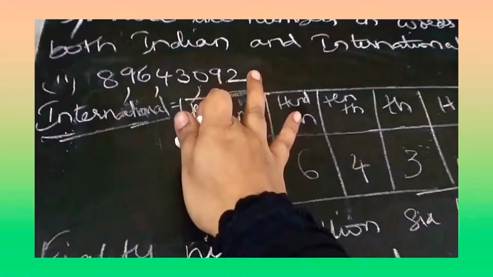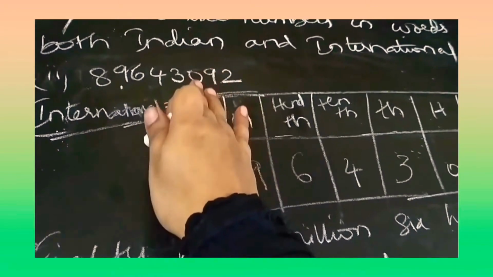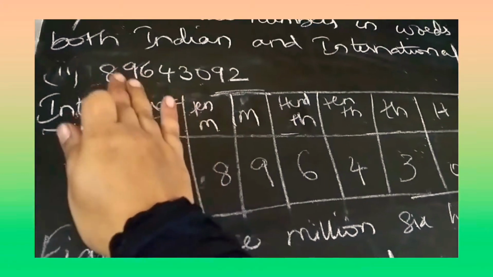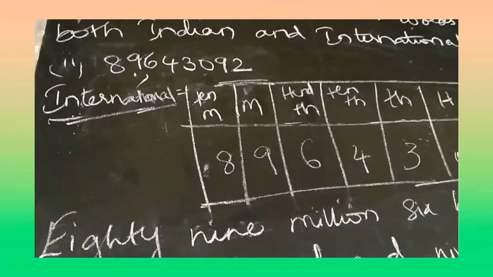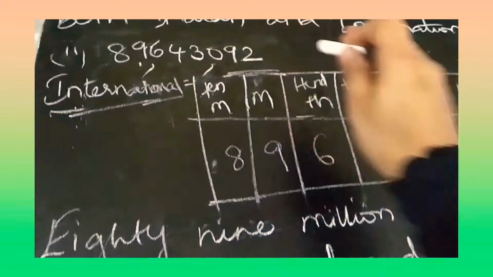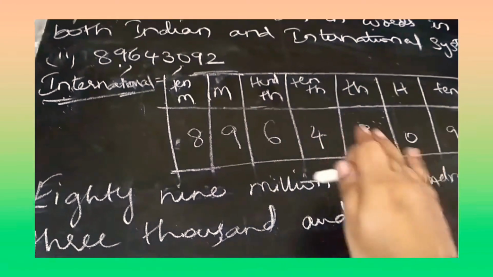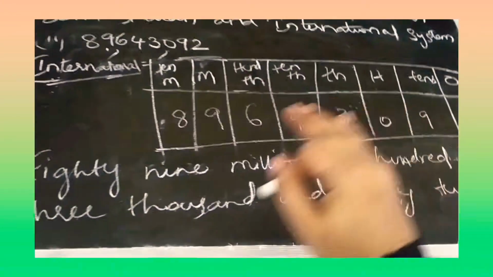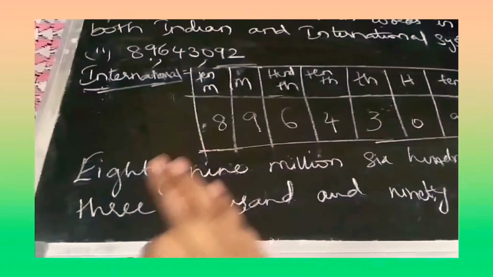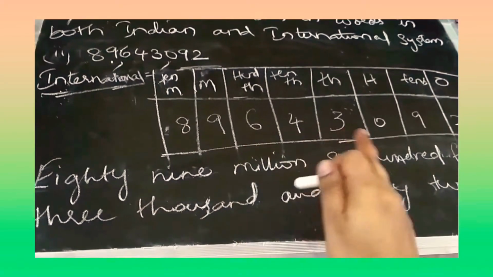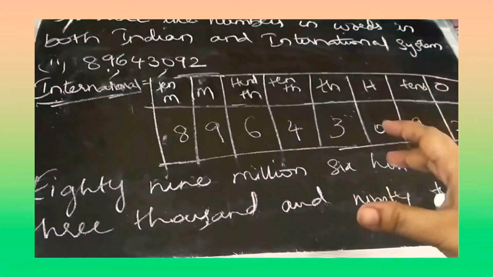Okay, again here we have to remove these commas. You have to write this in international system. So ones, tens, 100, 1,000, 10,000, 100,000, million, 10 million. Okay, it is 89 million, 643,092. So we can write it as, okay, we are taking 89 million, 643 in 1,000 and 92. Okay, so 89 million 643,092. Okay, this is an international system.